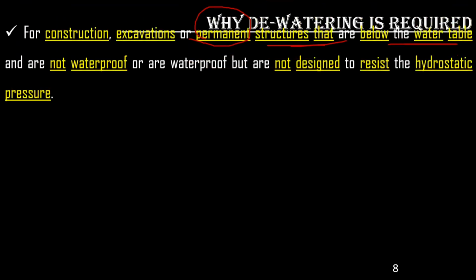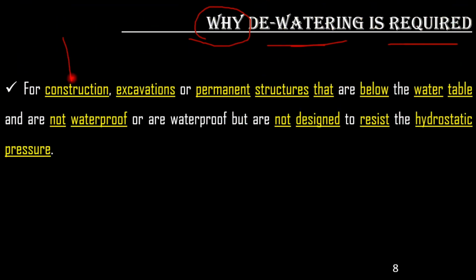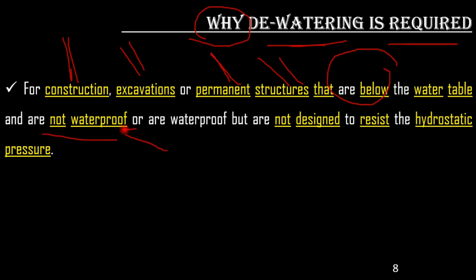Okay, so the second question: why do we need the dewatering system at my construction site? For the construction, for the excavation, or for permanent structures that are below the water table, they are not waterproof. In some cases, they are waterproof but not designed to resist the hydraulic pressure. For example, there is a structure.